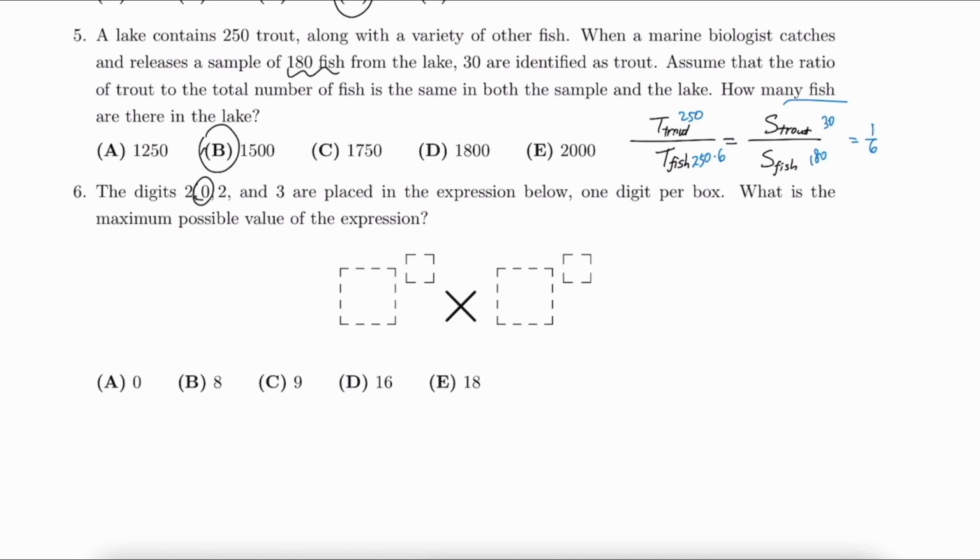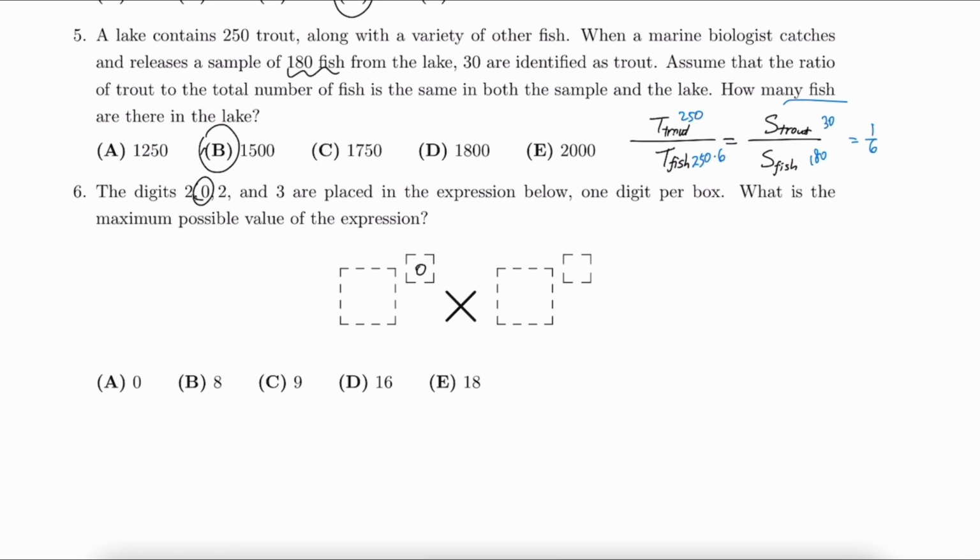If we place it here, in one of these, here or here, then we're kind of done, right? Because if this is 0, no matter what's here, this is going to be 0. And no matter what that is, the whole thing is going to be 0. And we want the maximum value, so that doesn't count. So one of these has to be a 0. And that is what we have to deal with.